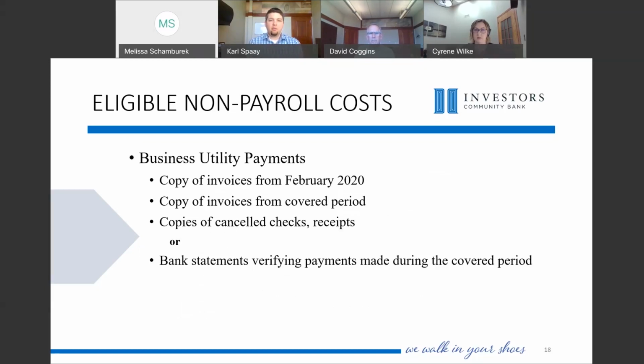For utility payments, it's kind of the same thing. You need to have statements that show that they were in place prior to February 15th of 2020, as well as statements that show the payments made during the covered period. And that could be in the form of checks, bank statements, or the account statements that show when the payments were made. Next slide, please.